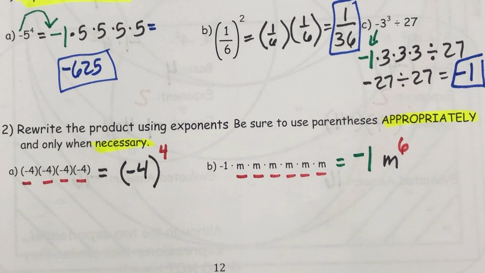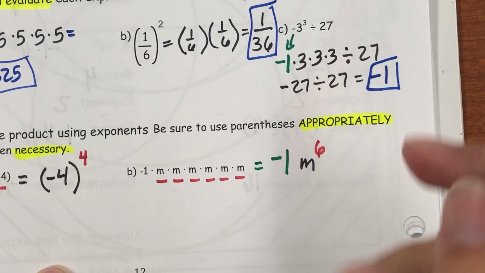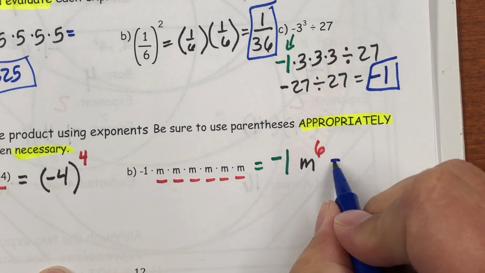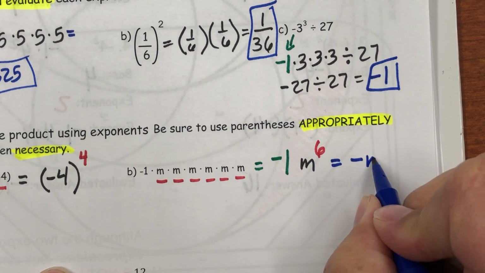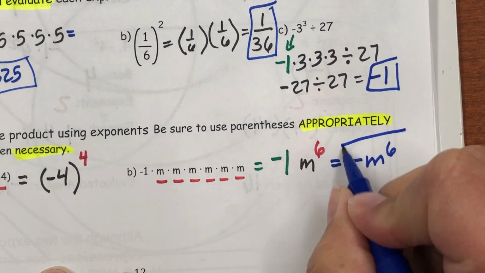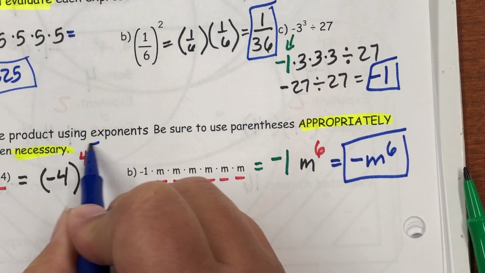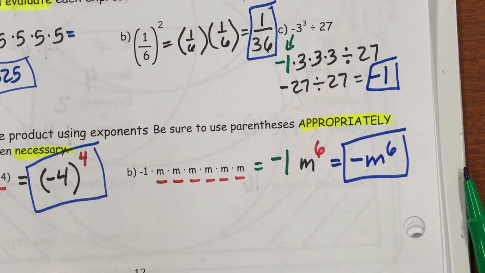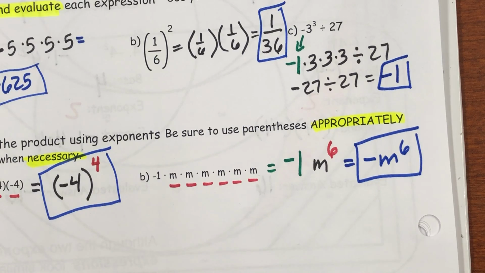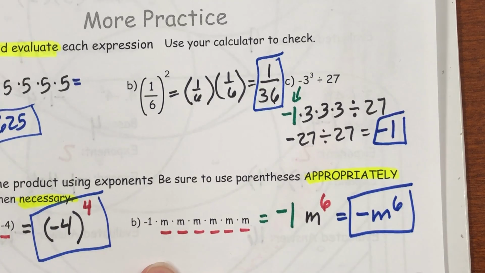Now that's ugly math. Remember I told you I don't like ugly math. I don't need this -1. I only need the negative sign. So this is going to be equal to negative m to the 6th power. There's my answer. I should have put a box around this answer too. Appropriate. There's no negative here. There is a negative there.